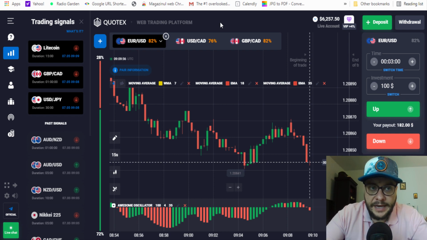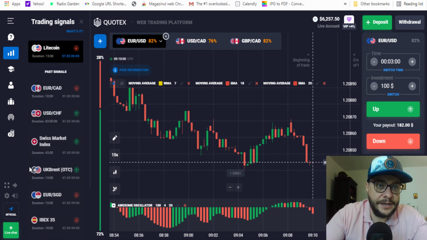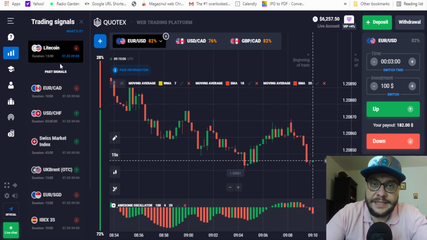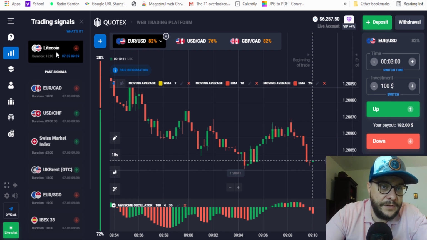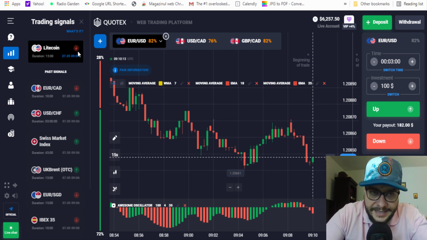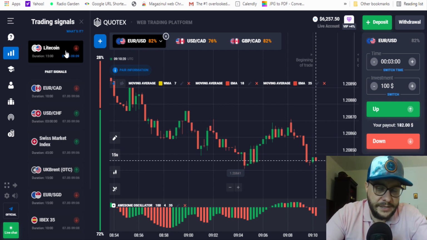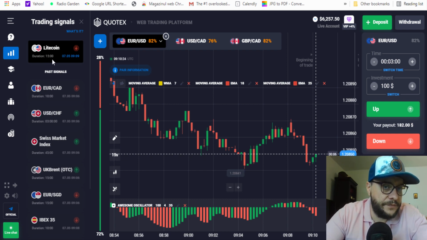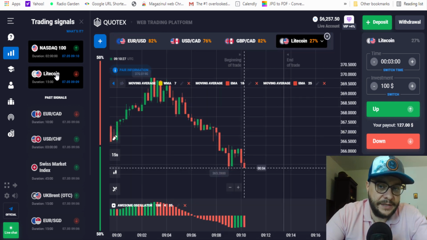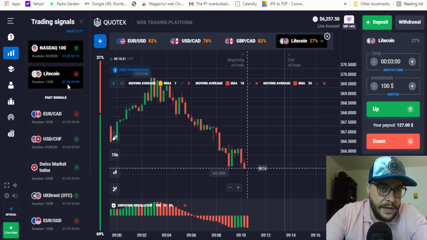First thing first, why I like this Quotex platform, it's because it comes with on-page signals. As you can see here, we have trading signals. We have Litecoin here, which is a sell signal. This red arrow down is telling us that on Litecoin for 15 minutes we will have a downtrend. Let's have a look here at Litecoin, but I will not trade Litecoin.